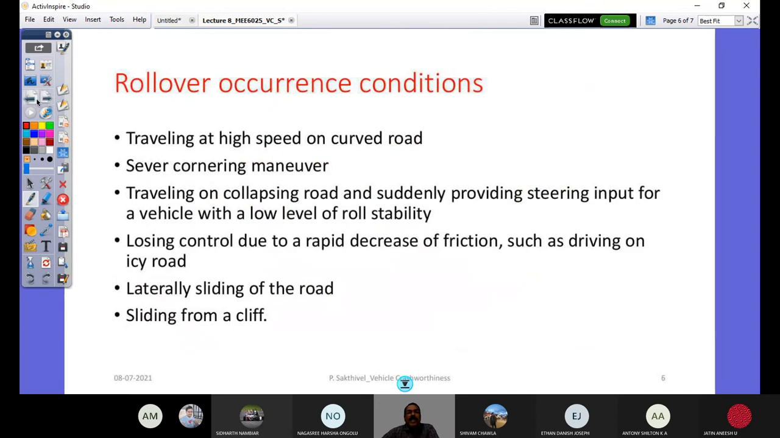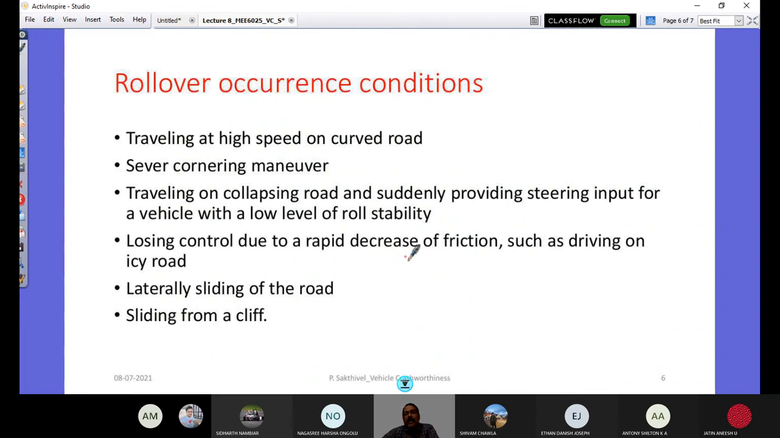And rollover occurrence conditions, if you look at again: traveling at high speeds on a curved road, a severe cornering maneuver, traveling on a collapsing road and suddenly providing steering input to a vehicle with a low level of roll stability, losing control due to a rapid decrease of friction, such as driving on an icy road or greasy road, laterally sliding off the road.